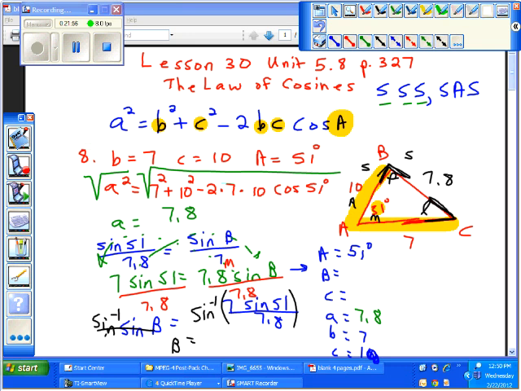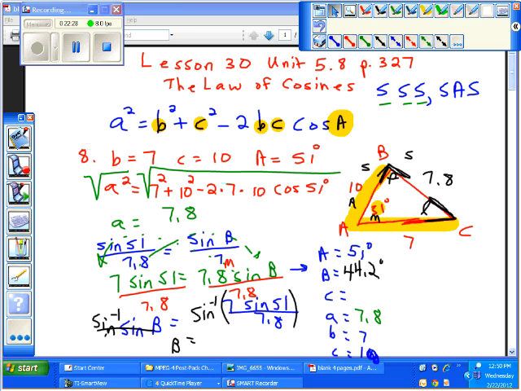And so I get B as arcsine of 7 sine 51 over 7.8. And I get 44.2 degrees. See, if I'd have tried to find C first, I could have gotten an angle that doesn't work, and I'd have wasted some time trying to get an angle that didn't work. And then I have to say, well, let's try again or something.